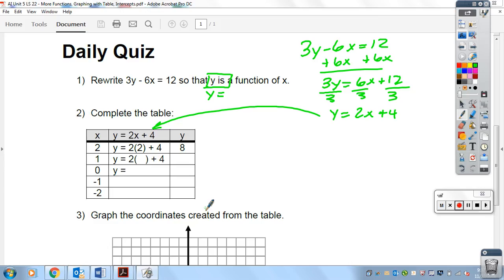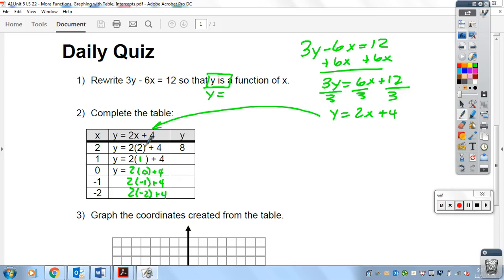It says to complete the table. I'm going to complete the table by plugging in my x's. I started off for you. If x is 2, instead of x, I'm going to put 2. If x is 1, I'm going to put 1. Then 2 times 0 plus 4. Then 2 times -1 plus 4. Then 2 times -2 plus 4. Then I'll do my order of operations.